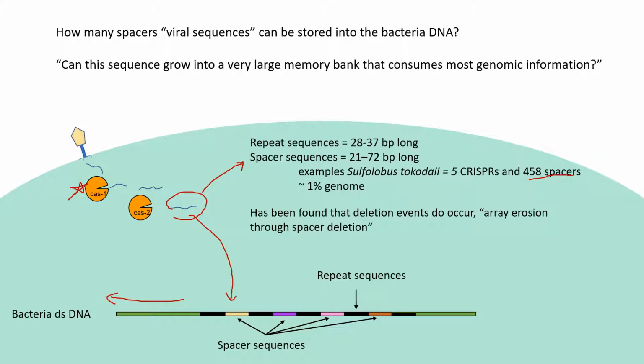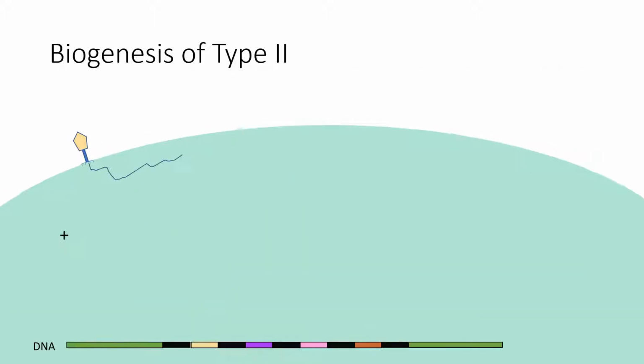And it's actually been found that deletion events do occur. This is called array erosion through spacer deletion. That's probably what limits the spacer acquisition from just growing indefinitely. They start to degrade, and then new spacers can come in. So let's look at the second step.